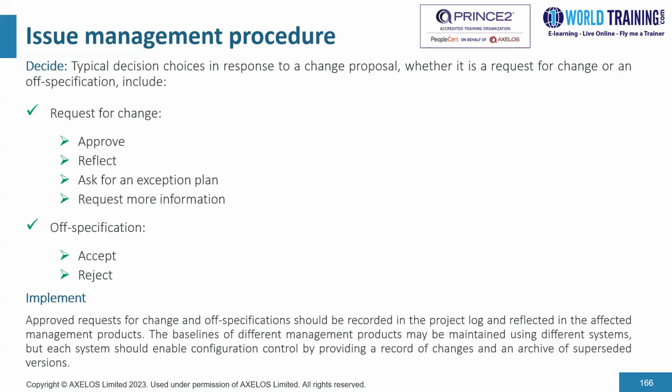And the next step is to implement. We approve requests for change and off specifications, and they should be recorded in the project log. The baseline of different management products can be maintained using different systems, but each system should enable configuration control for providing a record for changes and an archive of superseded versions.